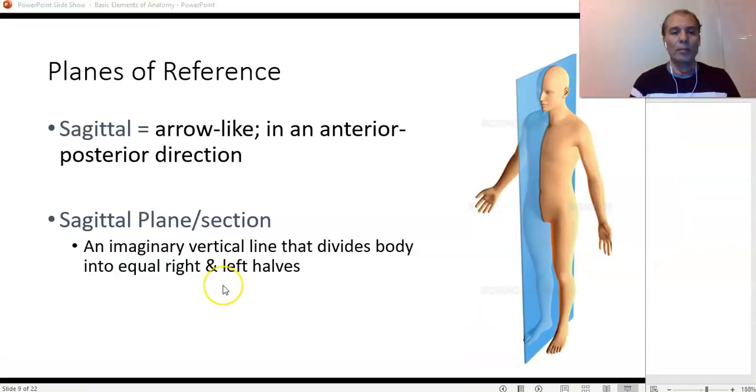And another term, there are actually three terms that have to do with the directionality, or with the planes of reference. When we speak about the body, it's a three-dimensional object. Most of what you see in the world around us is three dimensions: up, down, front, back, and sideways. These are the three dimensions.